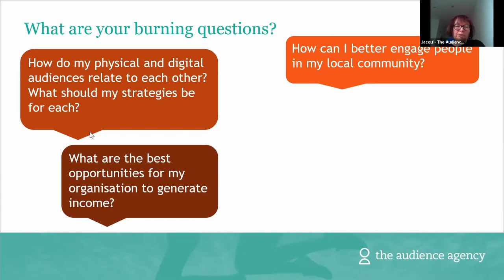Another significant impact, particularly for museums and heritage sites, where things like secondary spend were a really important income generator, is looking at where the opportunities are to generate income. So where there might be paid-for opportunities, both online and through the physical visit, to perhaps try and recoup some of those financial losses.